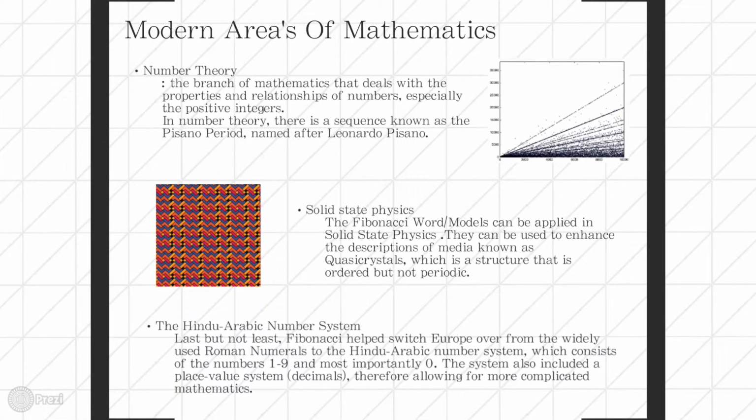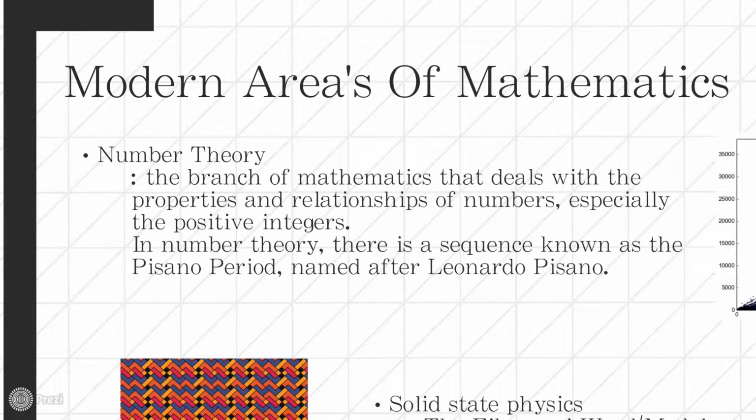Number theory is the branch of mathematics that deals with the properties and relationships of numbers, especially the positive integers. In number theory, there is a sequence known as the Pisano period, named after Leonardo Pisano. The period, written as pi of n, is the period with which the Fibonacci numbers taken modulo n repeats.